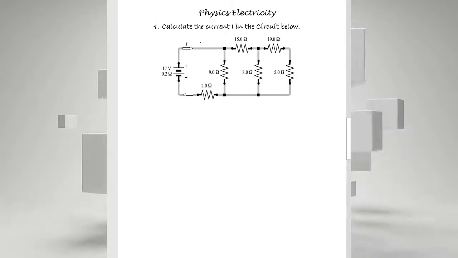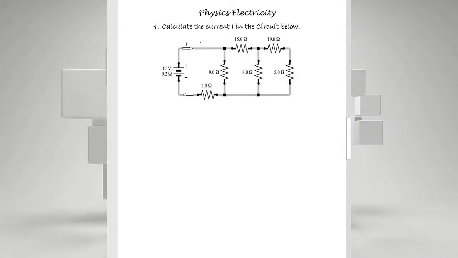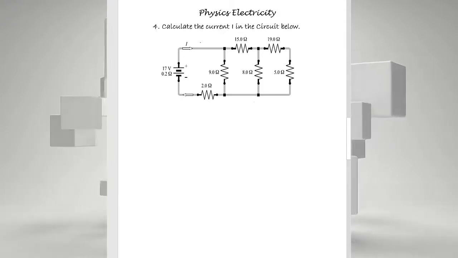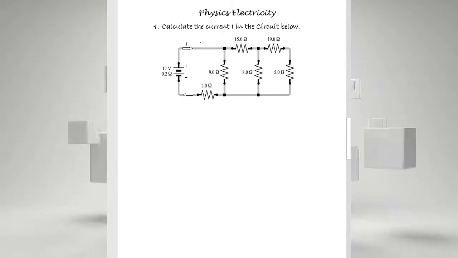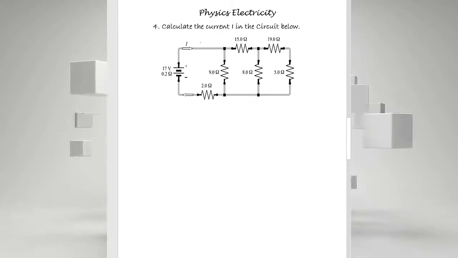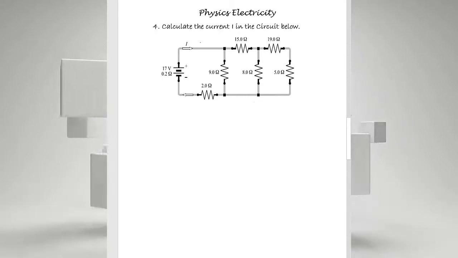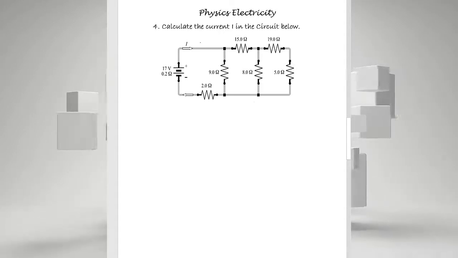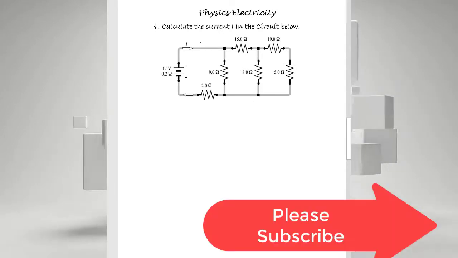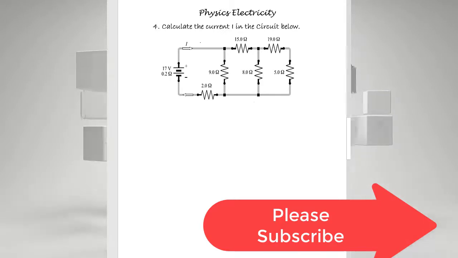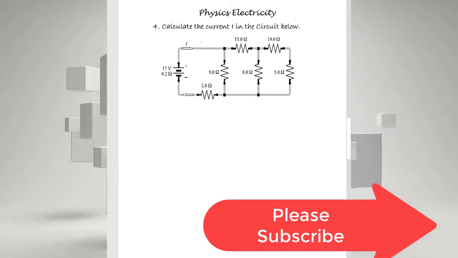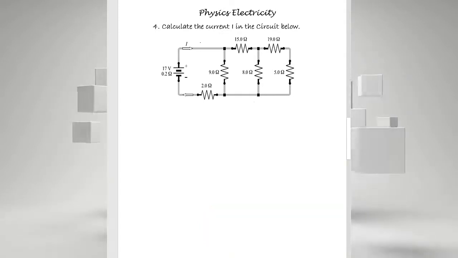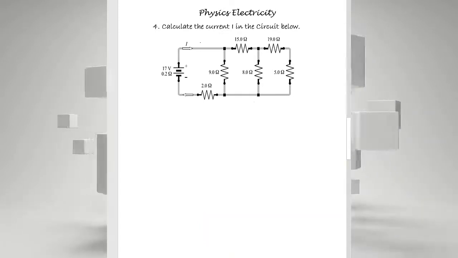Our question says, calculate the current I in the circuit below. And we have a circuit there. You can see that we have a 17 volts battery source, and that battery has inherent in it an internal resistance of 0.2 ohms. Then we have a series of resistors there.